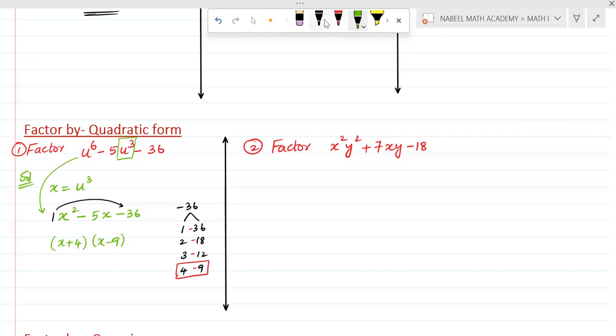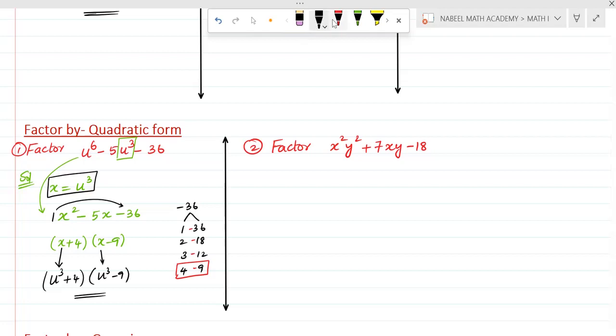And here this is not what is asked. The question is given in terms of u, so you should not give the answer in terms of x. Now the next step is only a simple step. I will replace x by u power 3: u power 3 plus 4, and u power 3 minus 9. That's it. So this is a quadratic form, but you have to substitute by the u method.